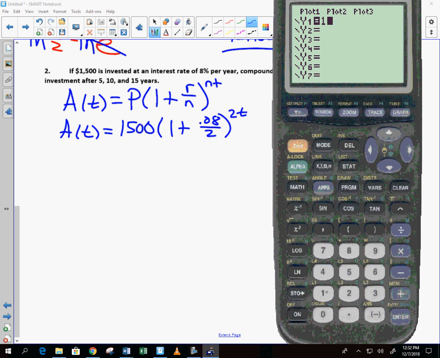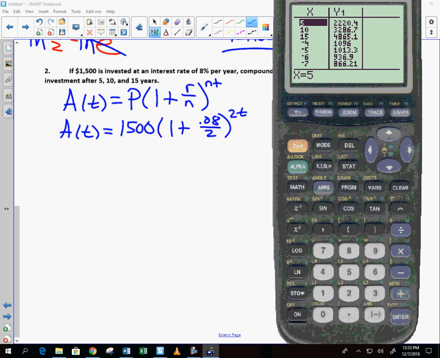Great. So we'll go 1,500 times 1, let's see, 0.08 divided by 2 is 0.04. And then raised, and I have to put parentheses around this, to the 2x power. We'll just substitute x for t. And then I go to my table, and from the previous class, you can see I already have 5, 10, and 15 entered.